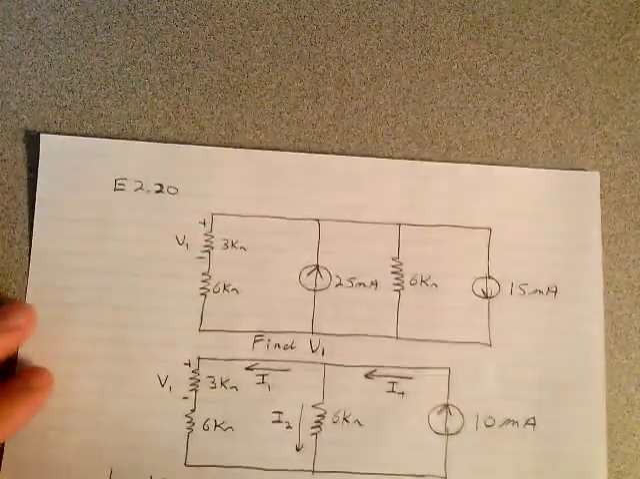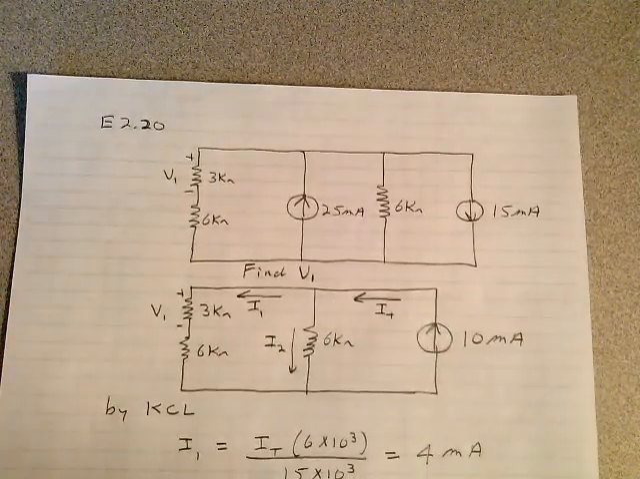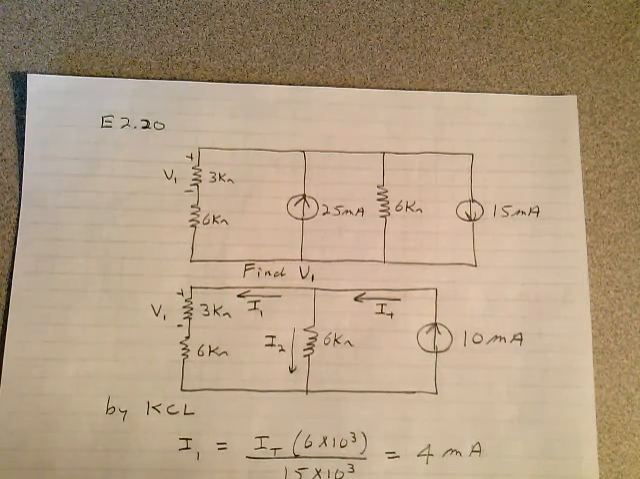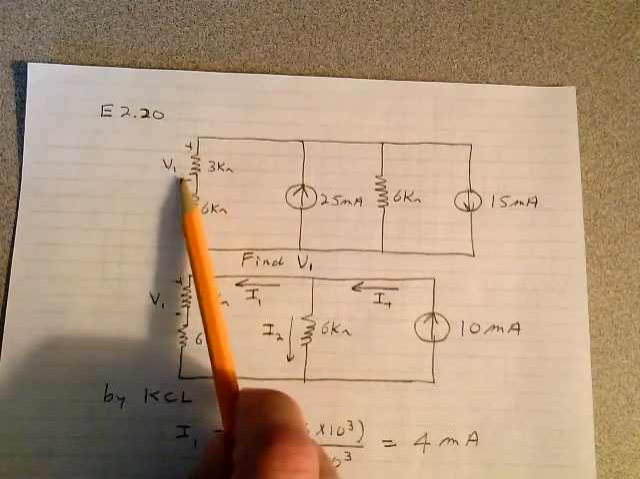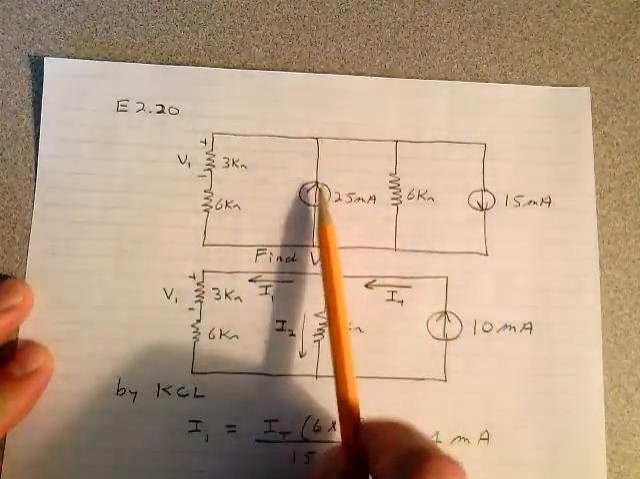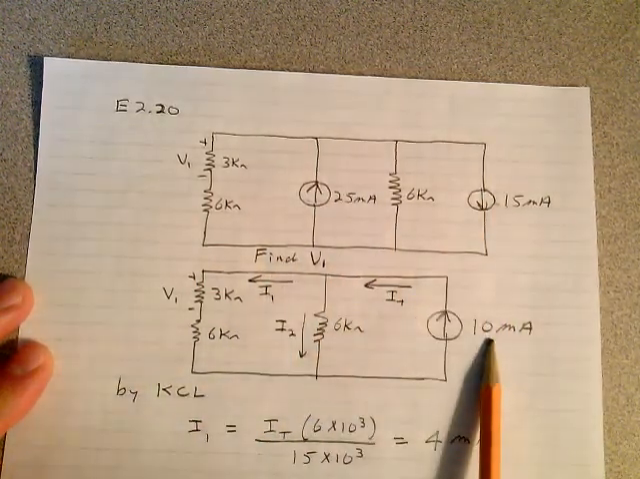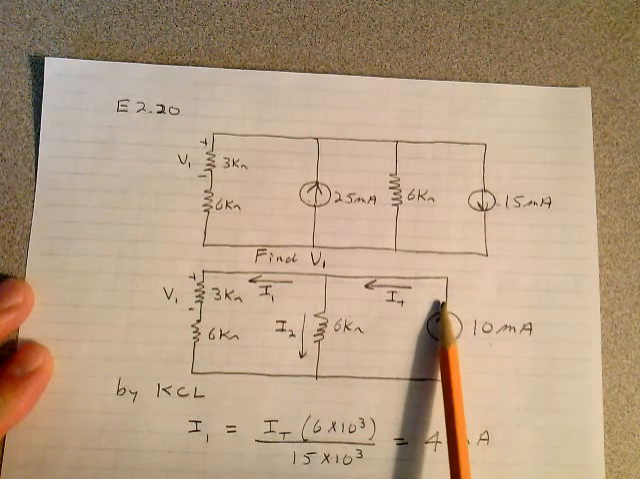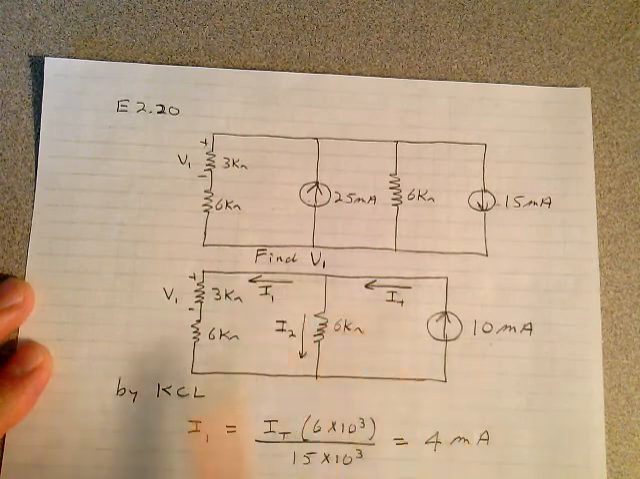The next problem I want you to try on your own is problem E220. There's the circuit. And they want you to find V1, this voltage right here, and they give you the polarity, plus to minus. Well, this is a parallel circuit. At least these 2 current sources are in parallel. So I combined them algebraically. That makes 10 milliamps flowing up. And I labeled IT, I1 and I2, just so I can write equations so you can see what I'm doing here.